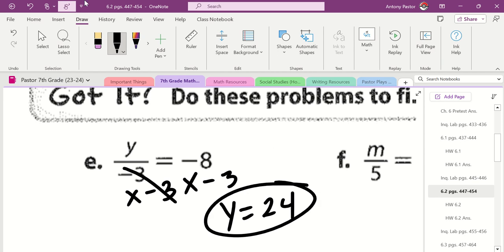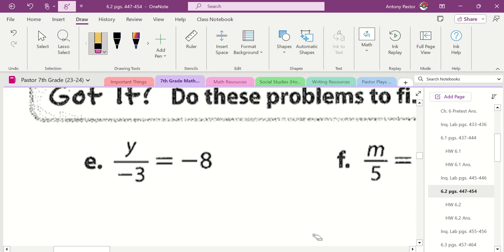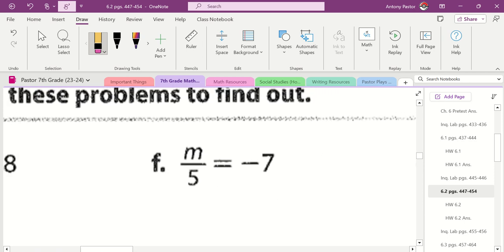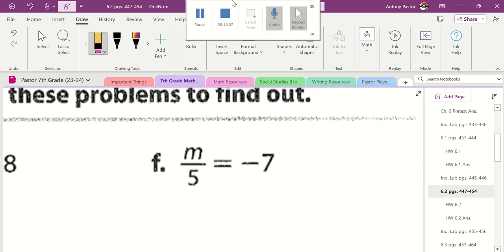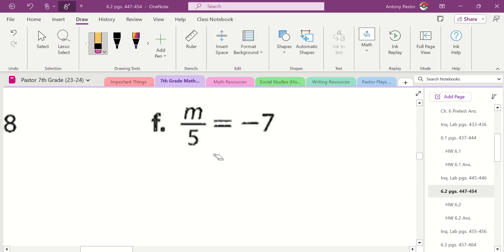All right, you and your group, this is going to be another pause moment in the video. You guys are going to solve this one first, and then you'll solve the next one. So I'm going to pause it here. All right, so now that you had a chance to work on m divided by 5 equals -7, I need a group to tell me what they did.